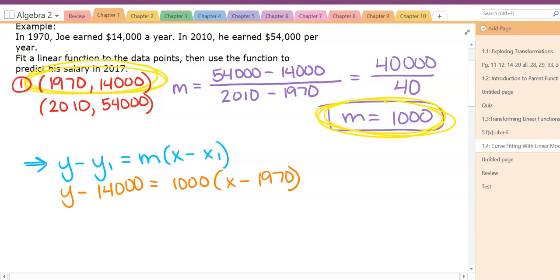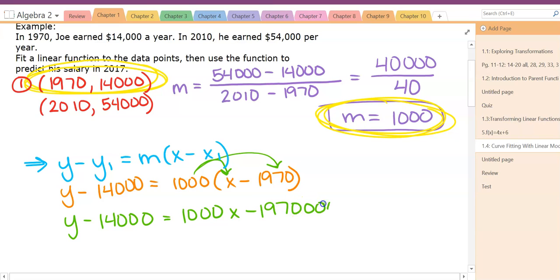Now what we want to do is simplify this. So I'm going to first distribute 1,000 over here, because I've got that times that portion in the parentheses. So now it says y minus 14,000 equals 1,000 x minus, do your 1970 and add 3 more zeros to it because you took it times 1,000. Then I'm going to add 14,000 over to the other side. This is going to get y by itself. Make sure that you're only adding it to that 1970 with the 4 zeros.